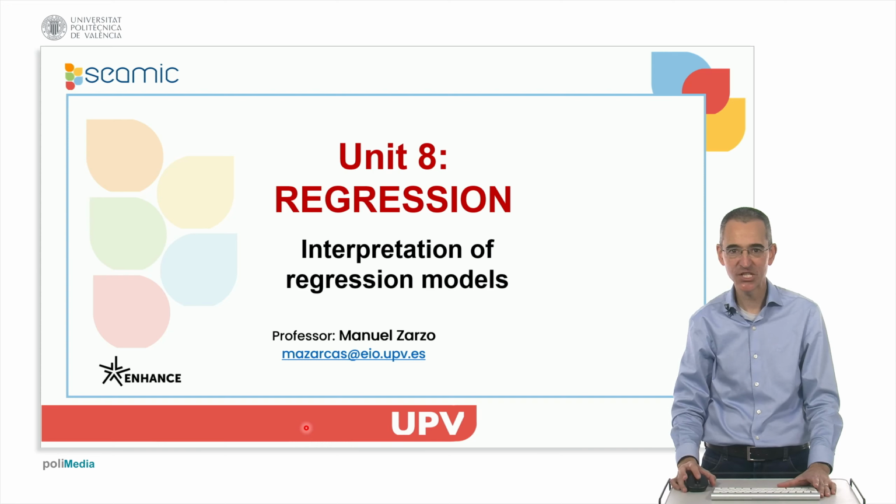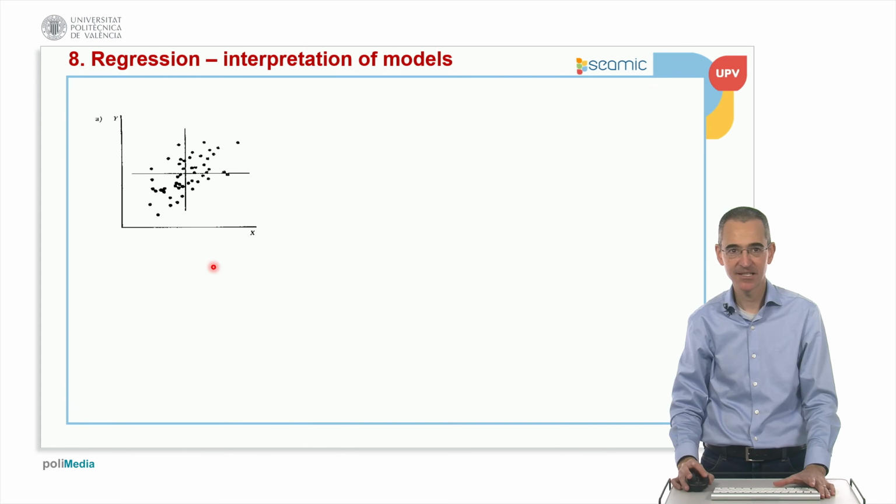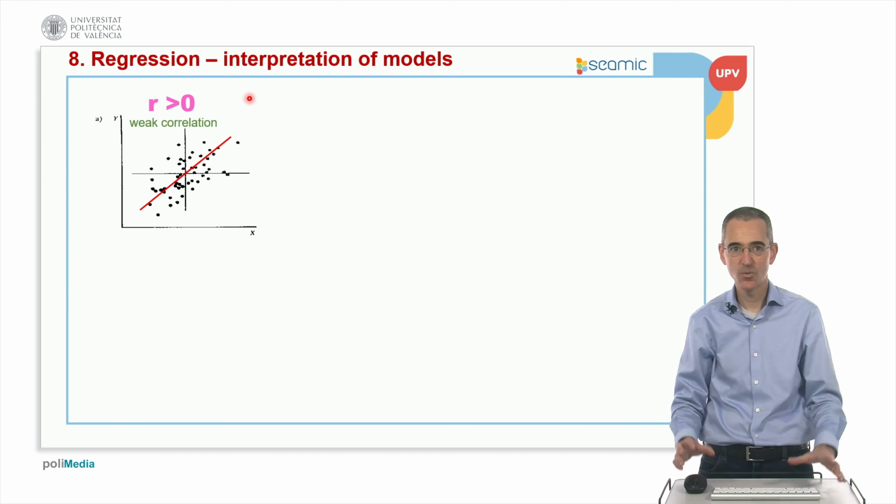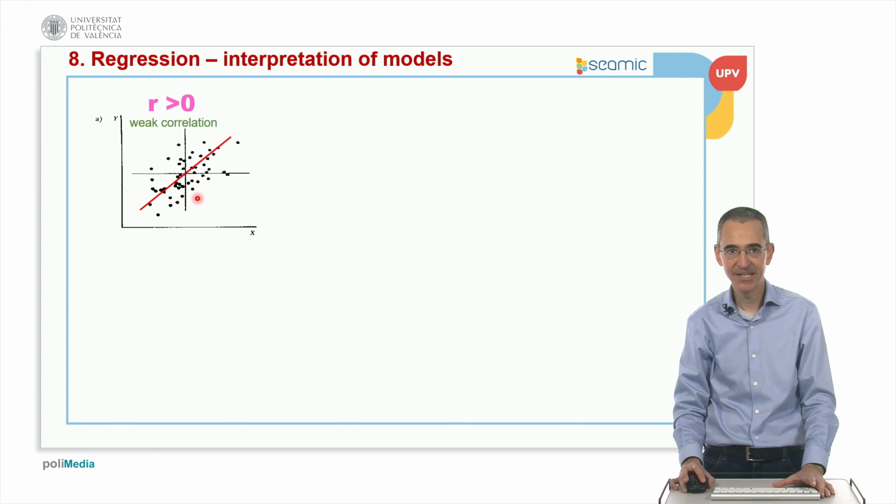We are in Unit 8 Regression, and in this video I'm going to talk about interpretation of regression models. Here, this is a scatter plot of the y versus x, and we can see a cloud of points with a positive slope. So if we fit a straight line, this line has a positive slope, and that corresponds to a positive correlation coefficient. We can say that the degree of relationship is weak. We will say that there is a weak correlation because the variability of the points with respect to the line is quite high. So we can make a prediction, but that prediction will present a high error.